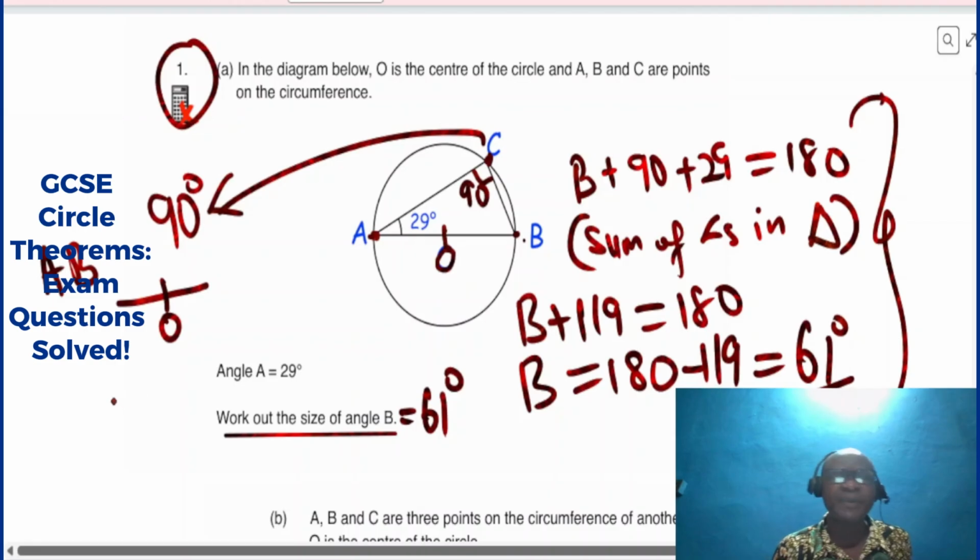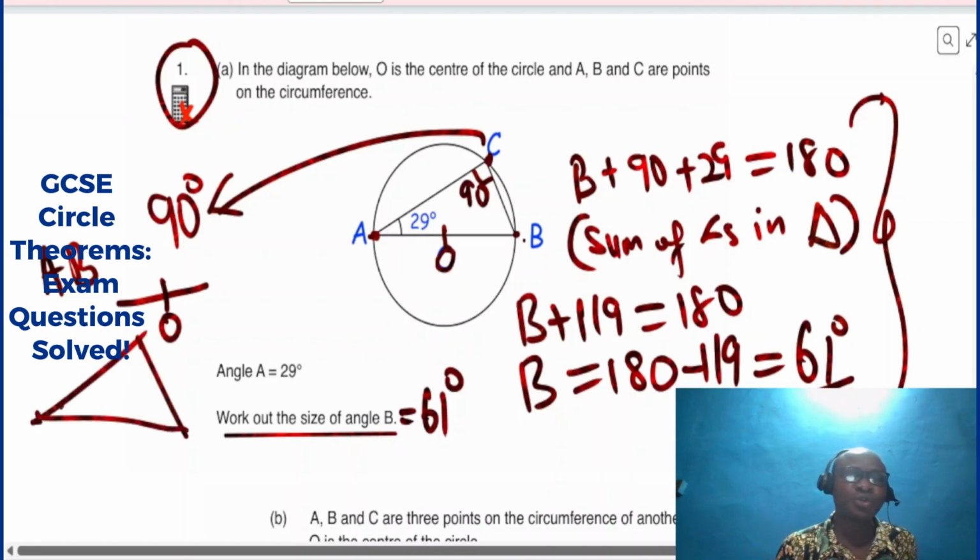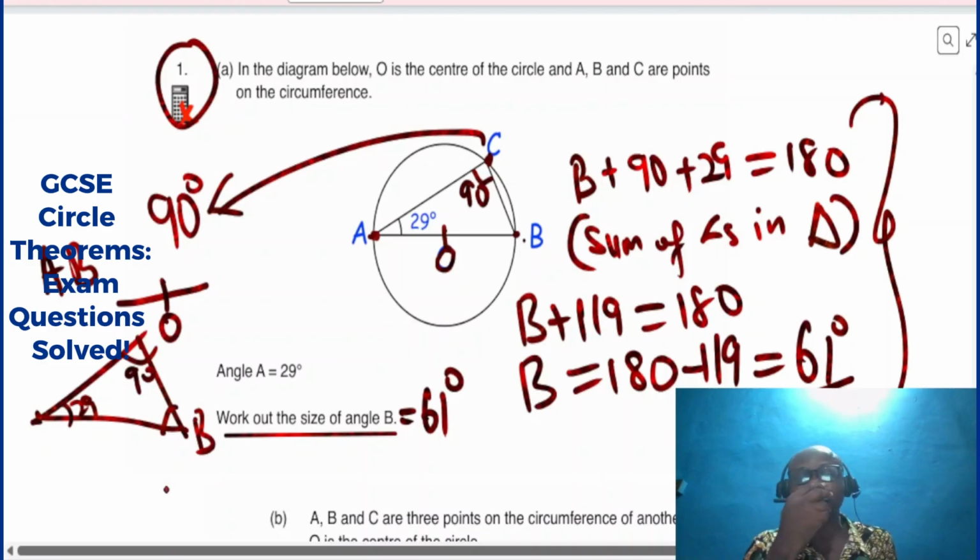And the moment you come inside the triangle, you have already known two angles. One is 29, the other one is 90. Now, asking you to find the third one means summing the three to equate to 180. Is it okay? Yes, sir. All right. So that explains question number one.